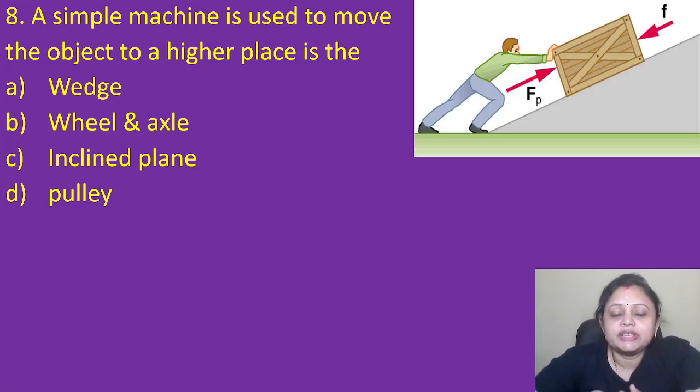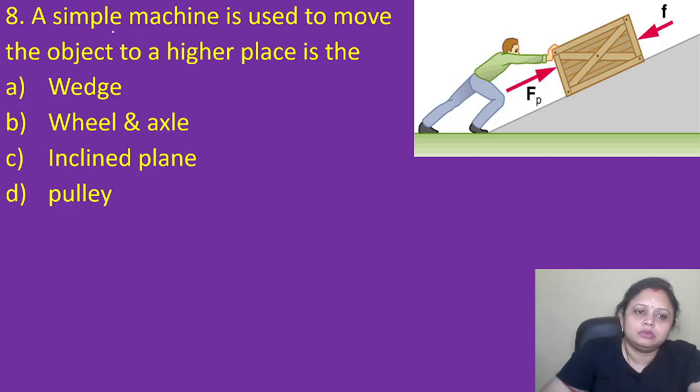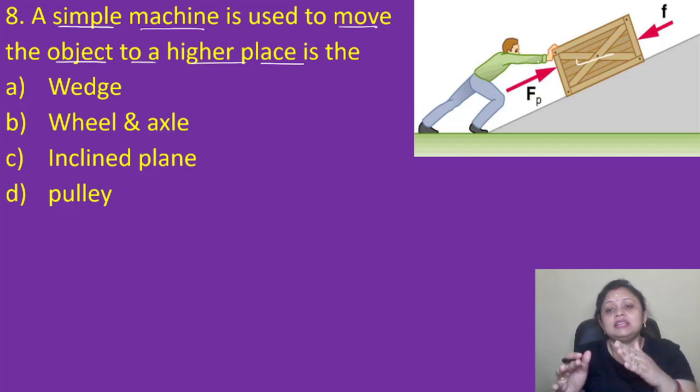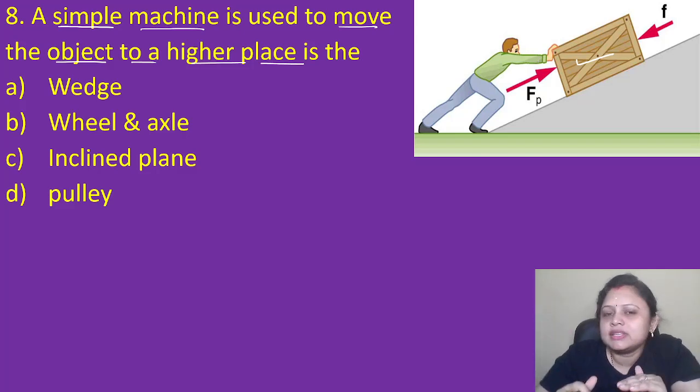Coming to the next question. A simple machine used to move an object to a higher place is option A wedge, B wheel and axle, C inclined plane, D pulley. So in the question it is asked, a simple machine used to move the object to a higher place. You can see this object, right? This object is there and that means he is trying to push the object to a higher place. And how is he pushing?